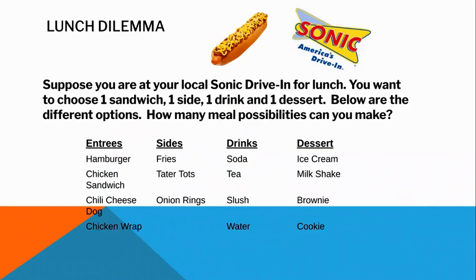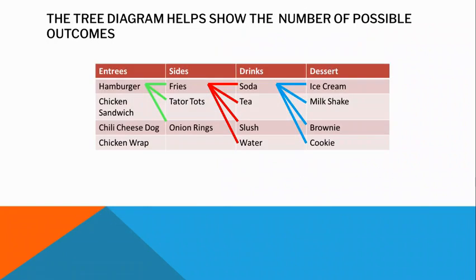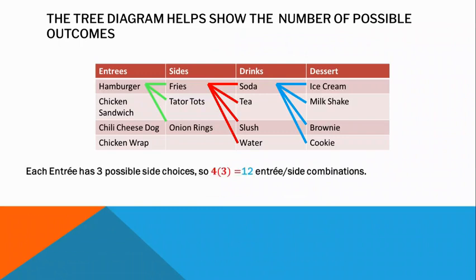So let's talk about lunch. Let's say you go to Sonic and you have these choices for entrees, 1, 2, 3, 4, 3 sides choices, 4 drink choices, and 4 dessert choices. So a tree diagram can help us start to think about this, but you can imagine this tree diagram might get pretty big if we drew it for all 4 of the entrees. So take a look. For just the hamburger alone, we have 3 ways to get our sides, 4 ways to get our drinks, 4 ways to get our desserts, and that would happen for every single one of the entrees.